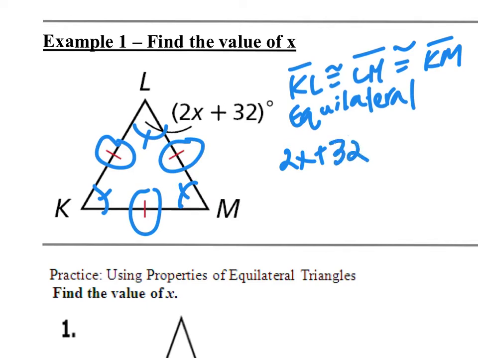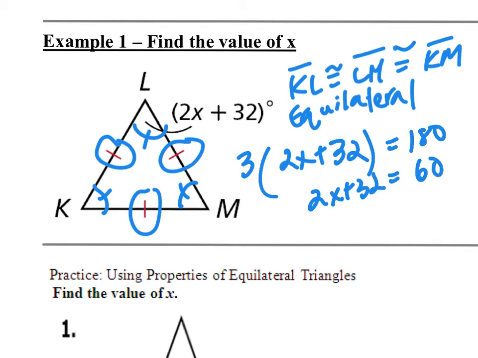32, right? And I know that it's going to be the same for angle LKM and also for angle LMK. So instead of writing 2x plus 32 plus 2x plus 32 plus 2x plus 32 equals 180, I'm going to write that 3 times 2x plus 32 equals 180, right? If I divide by 3 on both sides, I get 2x plus 32 equals 60. And that makes sense, right?